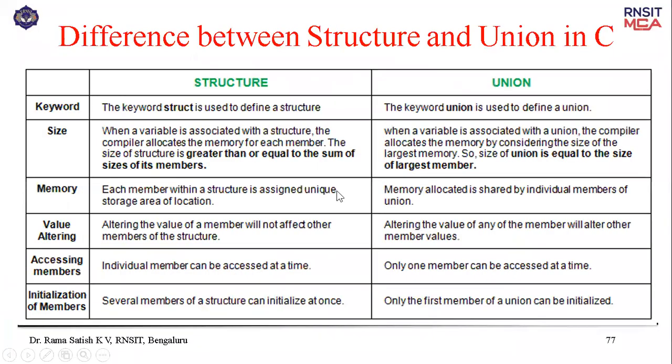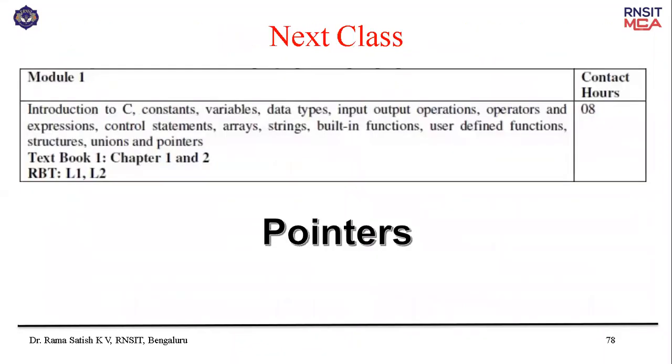Many times in interviews they ask this. So here is the difference. The size matters. Second one, memory. It is a unique storage memory in the case of structures, whereas in the case of union, individual members will not get allocated. Only the highest member will get memory allocation.